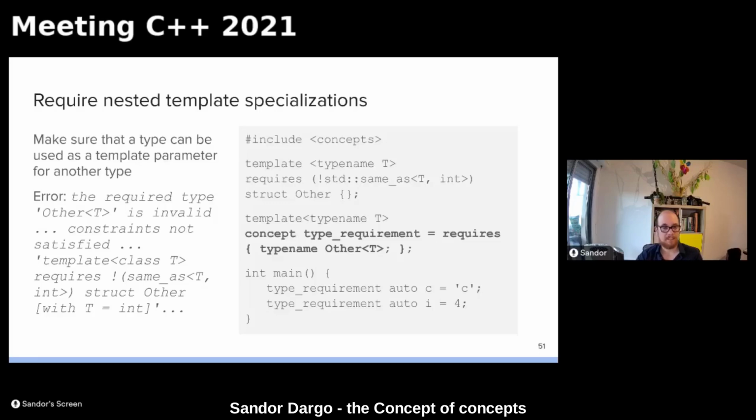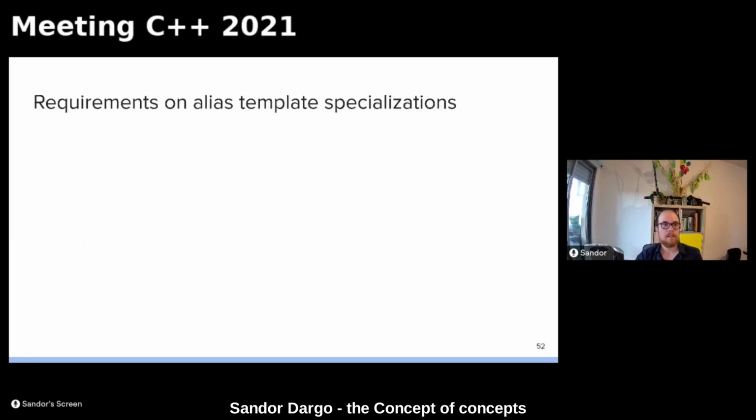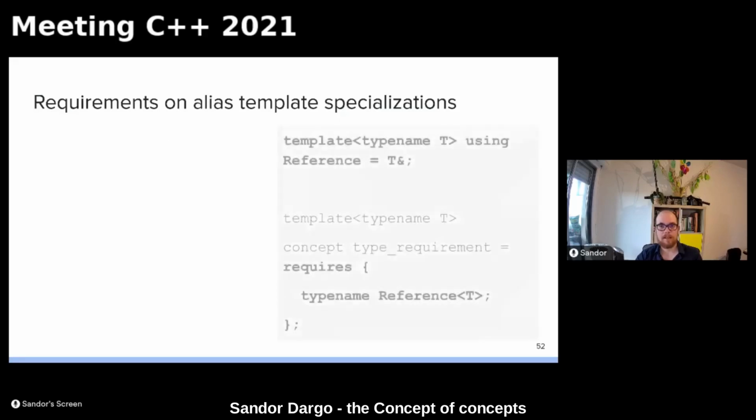So as we said in the beginning, the error messages are quite good. Then we can write requirements on the alias template specializations as well. Here, I couldn't really come up with a very meaningful example, so I borrowed this from the CPP reference. I can make sure that this template specialization, alias template specialization, is meaningful, and our type models it.